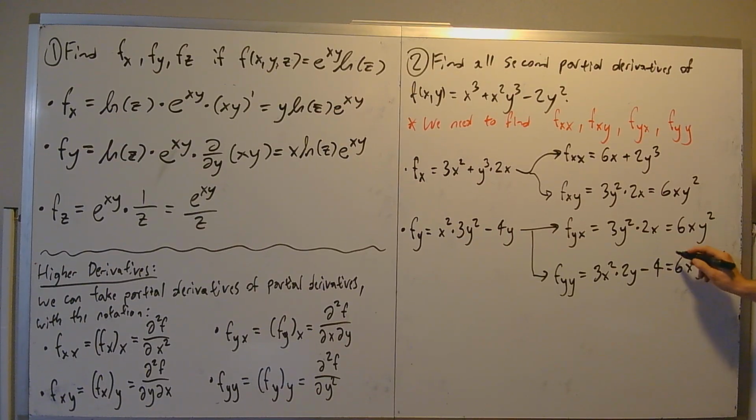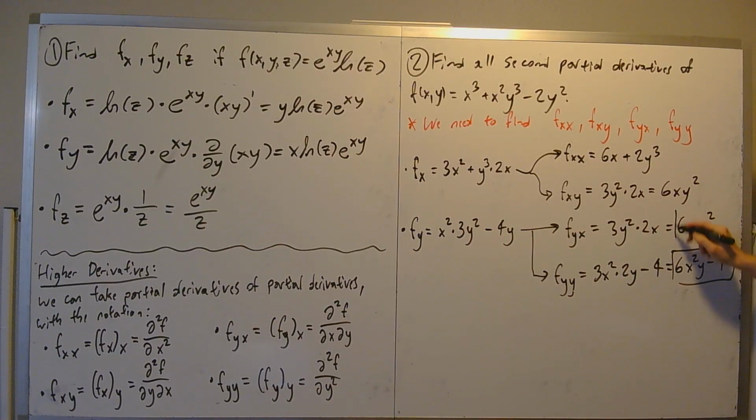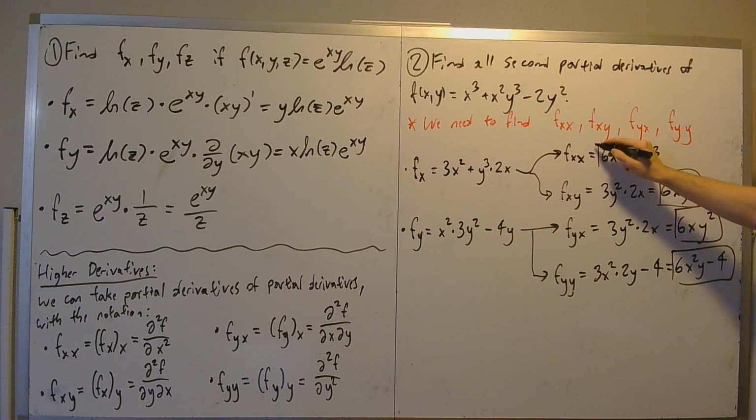So these are our answers. This is the partial with respect to y and then y again. This is y then x. This is x then y. And this is x then x again. Okay.